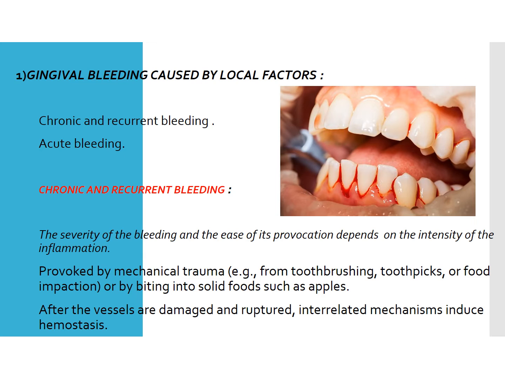As the name indicates, it is due to a chronic cause, or recurrent bleeding is due to frequent provocation by any factors. So the severity of bleeding and ease of its provocation depend on the intensity of inflammation. When there is gingivitis, there will be bleeding on probing. This can be provoked by mechanical trauma like toothbrushing, toothpicks or food impaction, or by biting into solid food such as apples. After the vessels are damaged and ruptured, interrelated mechanisms induce hemostasis.